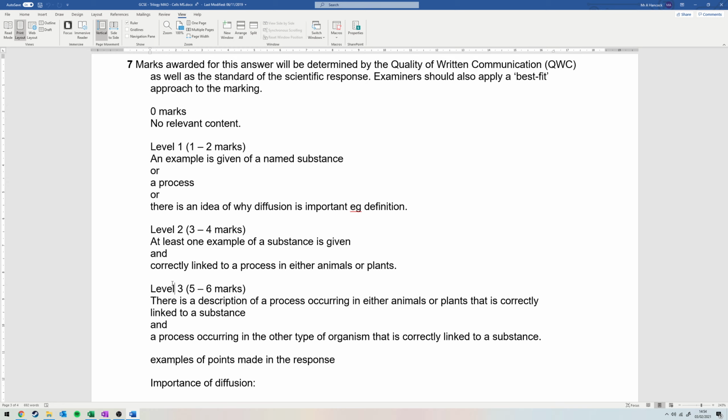And if you look, this is why 6 markers are difficult to mark, but it is going to be good for you to have a look at your answer and see if you've come up with the same mark as I did. For a level 1 answer, you would need to give an example of a named substance or a named process or a definition for diffusion or why it's important. So you're hitting one important point in this question.